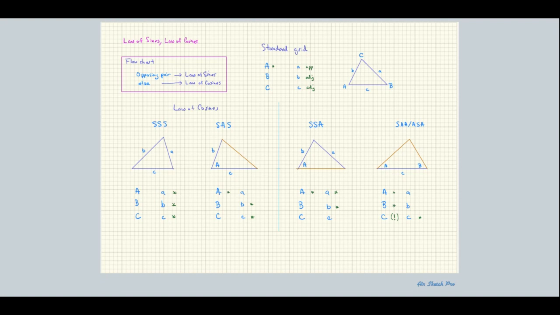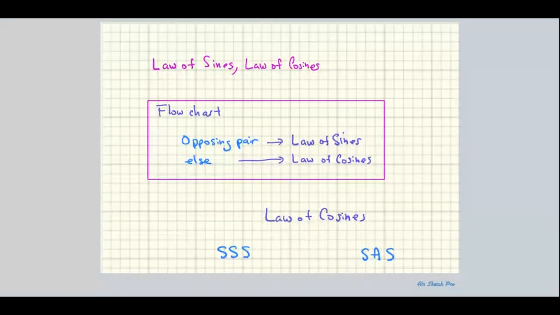Okay, there we go. So the first thing to know about using laws of sines and cosines is if you have an opposing pair, you're going to use the law of sines. If you don't have an opposing pair, you're going to use the law of cosines.